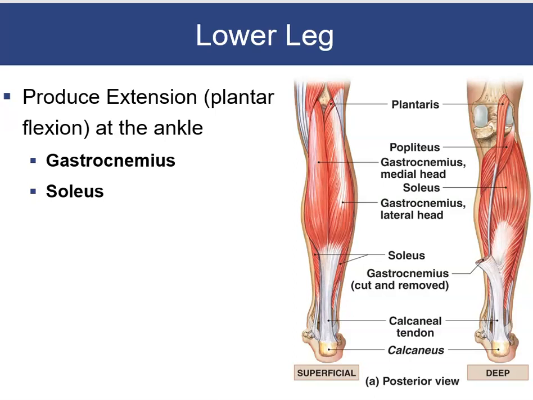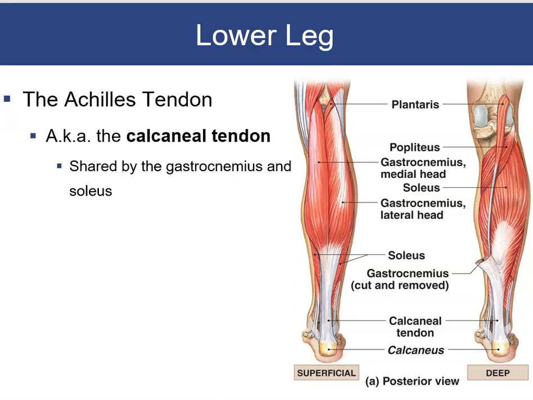Also associated with the lower leg is the Achilles tendon, also known as the calcaneal tendon. This is a large, very strong tendon that is shared by both the gastrocnemius and the soleus. So it comes down and attaches here to the calcaneus.